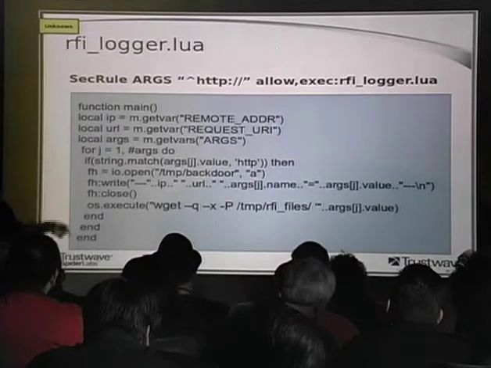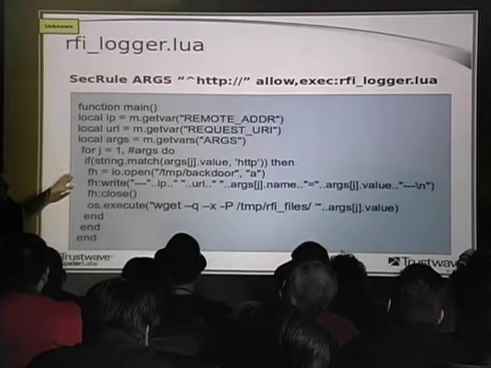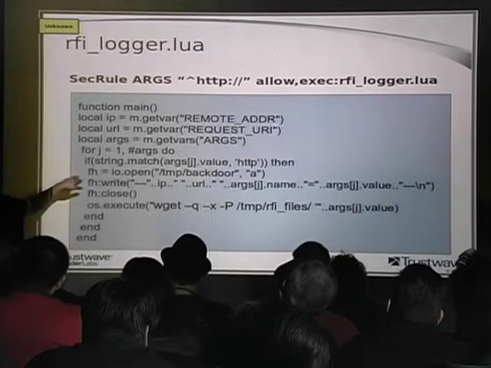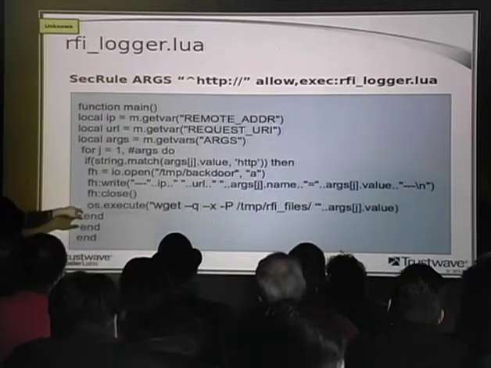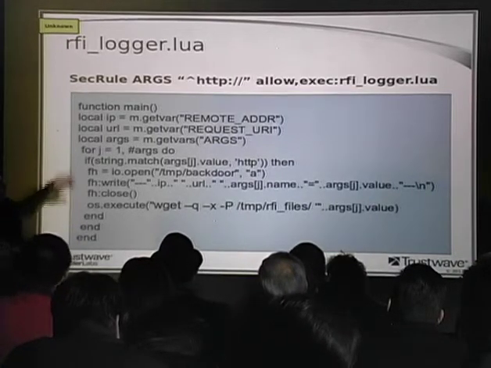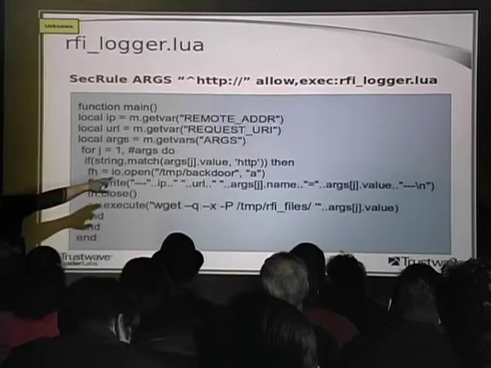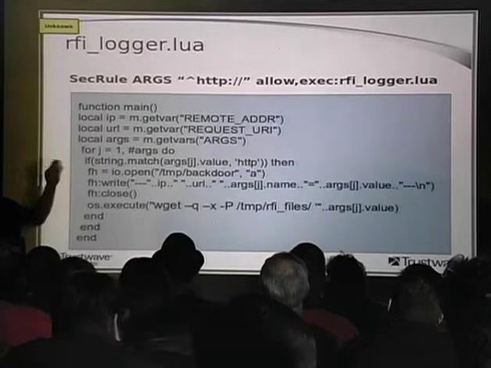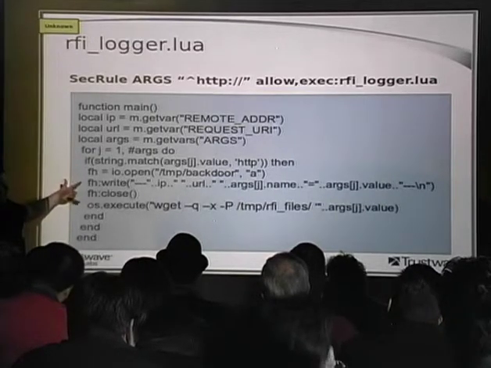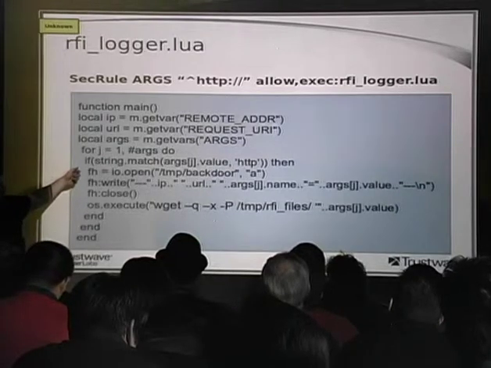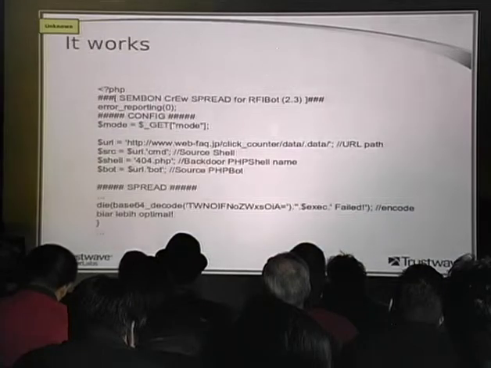The RFI logger script basically pulls in all the information from the request, and then writes to this backdoor file, and then OS executes and runs wget to pull down that file, that was the HTTP file. So here's this if string match args value is HTTP. Basically, if this argument had HTTP somewhere in it, I want you to execute this little group of code, which logs the request to the backdoor log file, and then executes and downloads a copy of that backdoor at that exact time. And like I mentioned, it works.